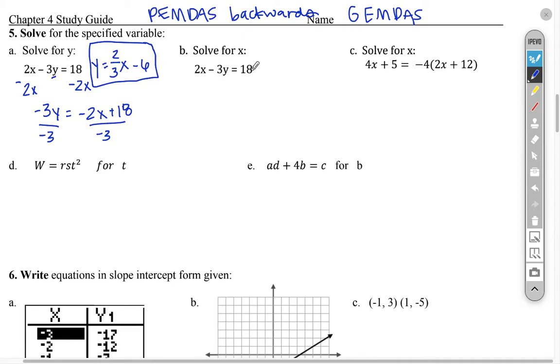Okay, now we're solving for x. So we're going to do the same exact thing, but opposite. So we're going to add 3y to both sides. 2x equals 3y plus 18. And we're going to divide by 2. And then we get x equals 3 divided by 2 cannot happen, so we're just going to leave that as a fraction. So we have 3 over 2y, 18 divided by 2 is 9, so plus 9.